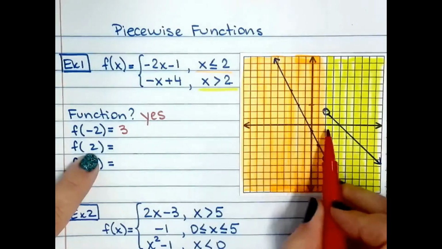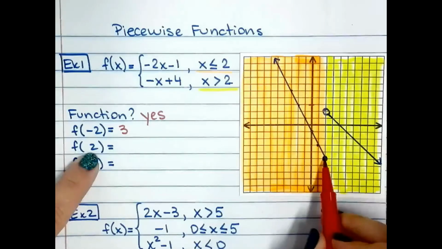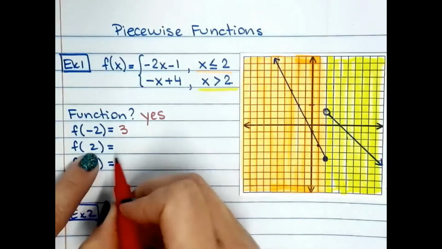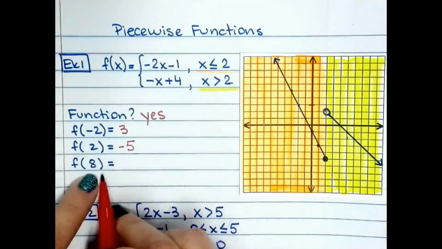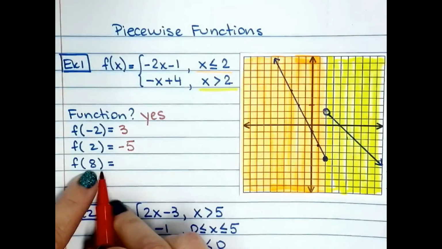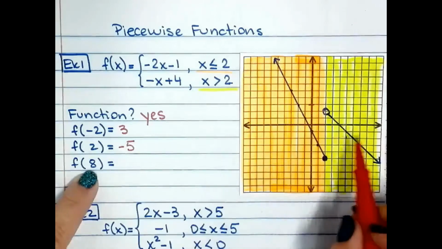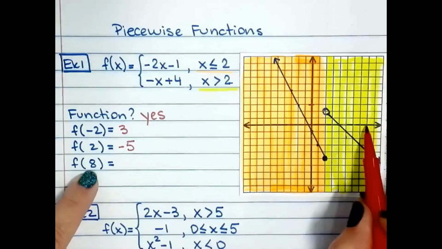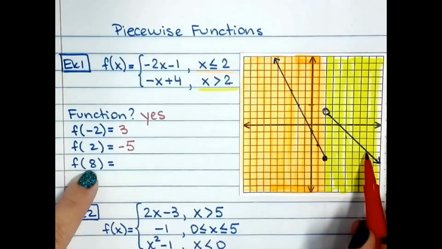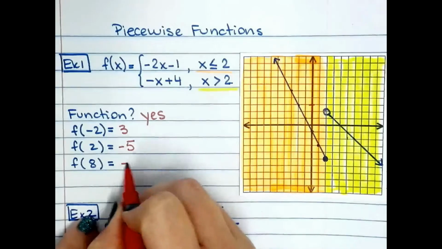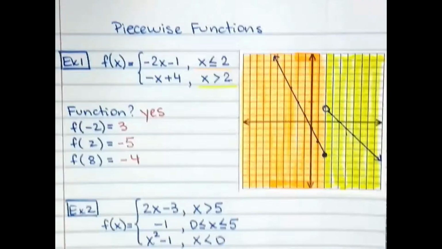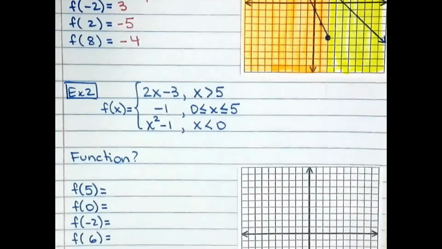So what is y when x is 2? Well, y is -5. What is y when x is 8? X is 8 right there. Y is -4. One more. Only 2. Woo!